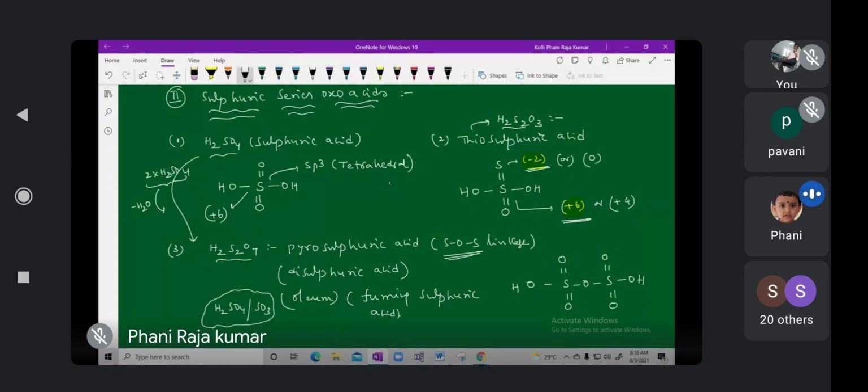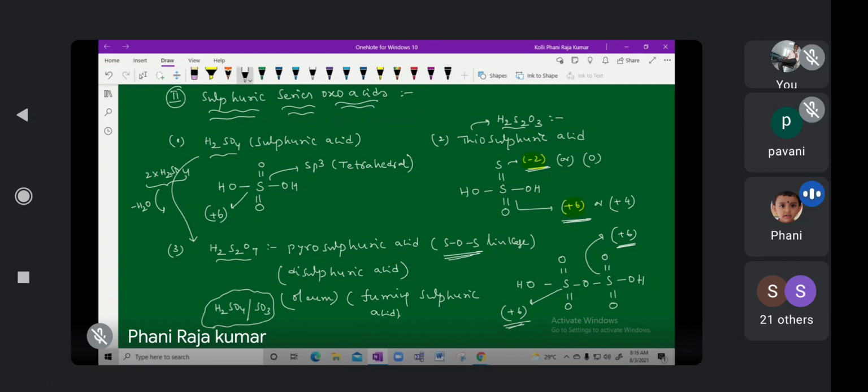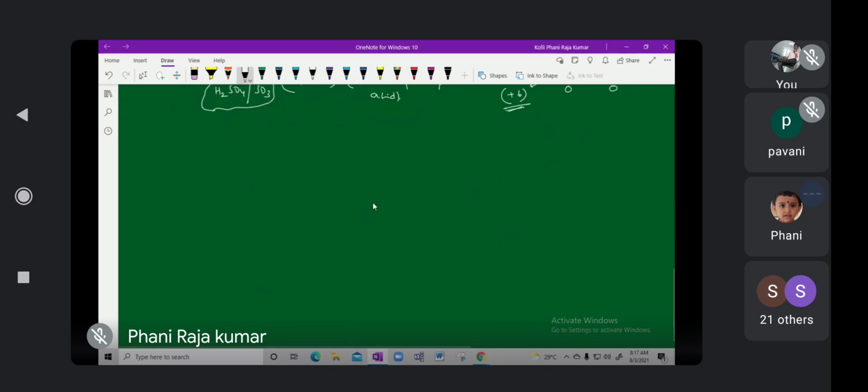H2S2O7. In this, both sulfurs are in same oxidation state. Left hand side sulfur plus 6, right hand side sulfur also plus 6 oxidation state. These are the three important oxoacids of sulfur in type 2 sulfuric series oxoacids. Sulfuric acid, thiosulfuric acid, pyrosulfuric acid. Previously sulfurous acid, thiosulfurous acid and hyposulfurous acid.